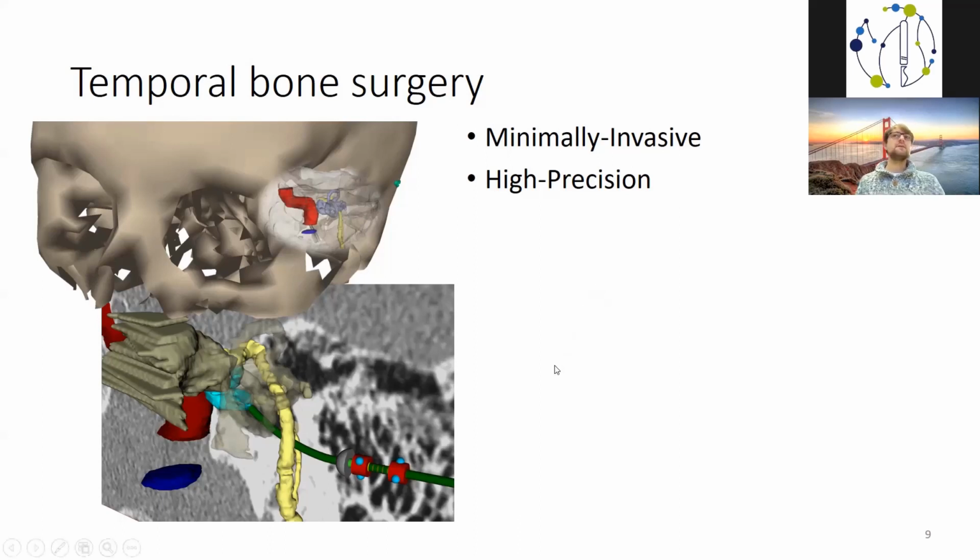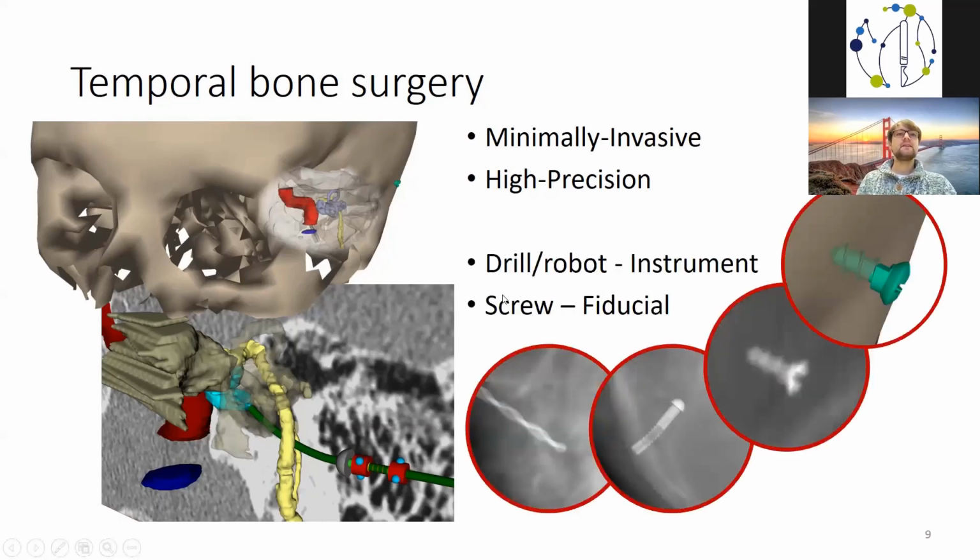And this was supposed to be a minimally invasive surgery, and we're requiring extreme precision because the dimensions are just very, very small. And for this scenario, we would then have the instrument and a screw used as fiducial, and we would want to find the position of these with respect to each other. And what we're now doing, or wanted to do, is obviously achieved as well, is find the position of these objects on the X-rays.